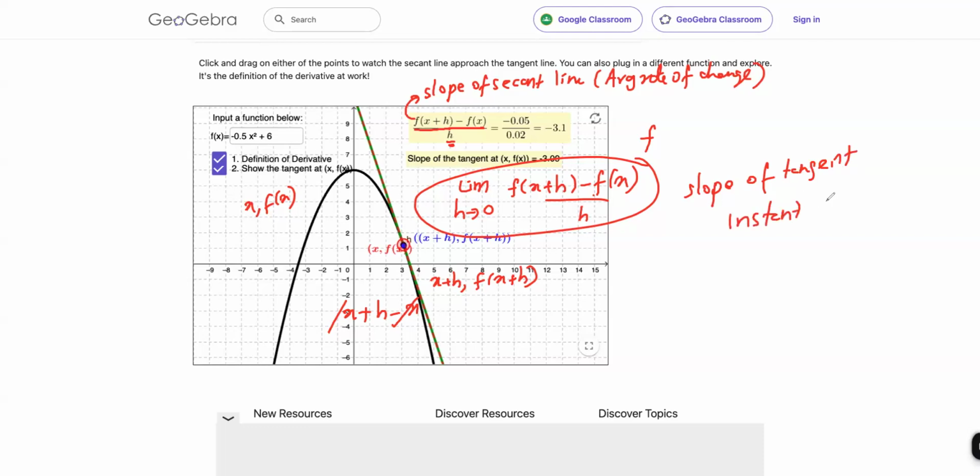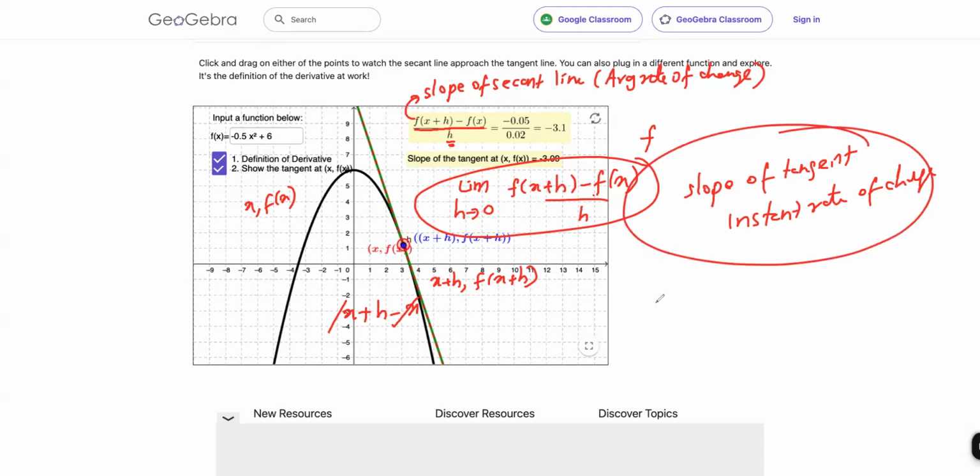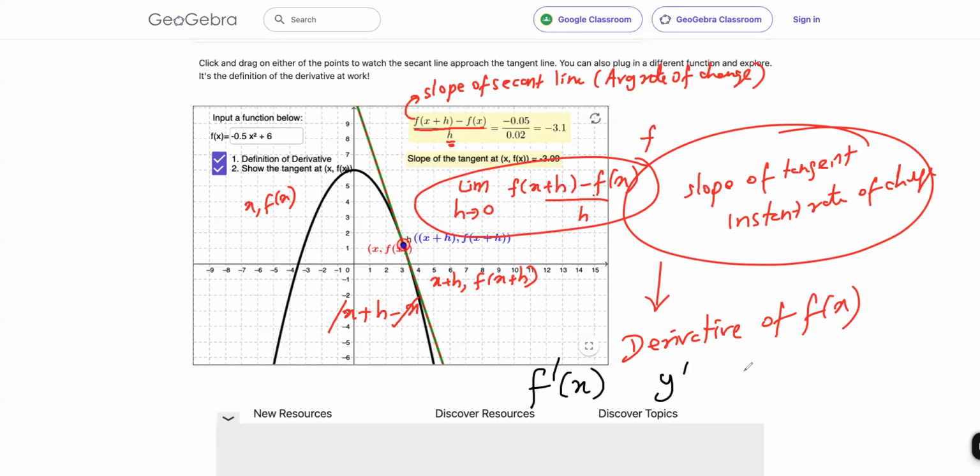This is called the derivative of your original function f of x. The derivative is written as f prime of x, or y prime, or you can write it as dy by dx. Any questions, guys?